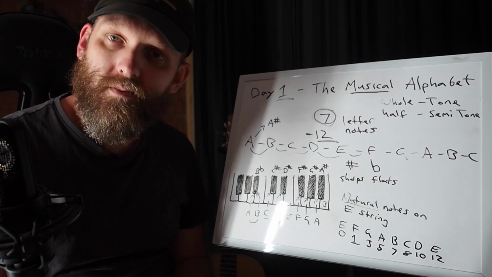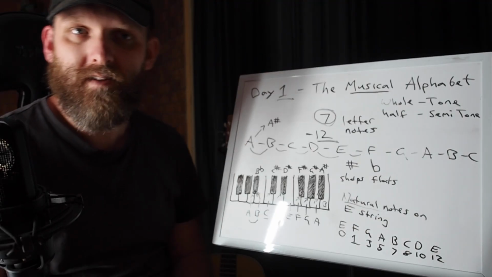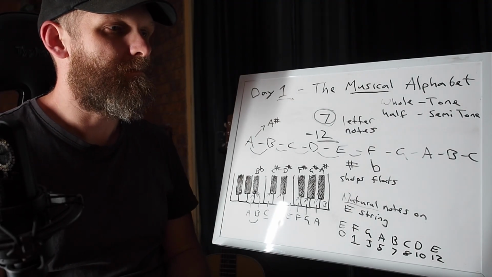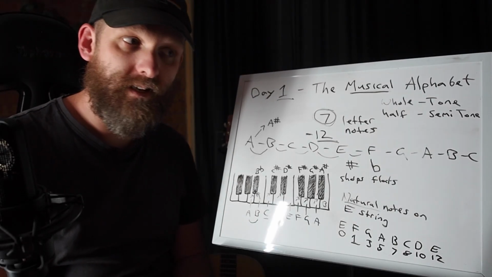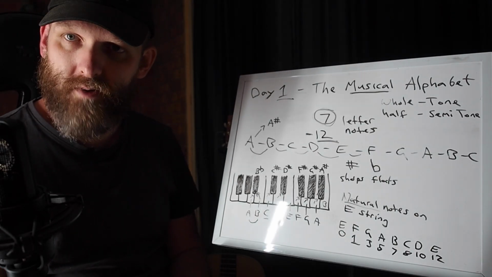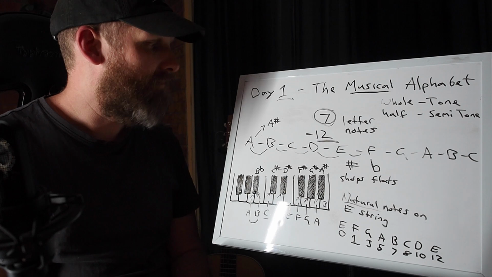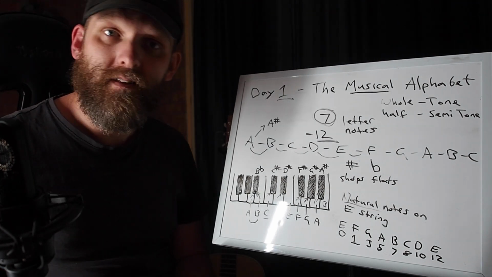So once you hit the 12th fret, everything starts over. Your practice again is to name and play every natural note on the low E string all the way up to the 12th fret. Okay, and we'll see you in the next video.